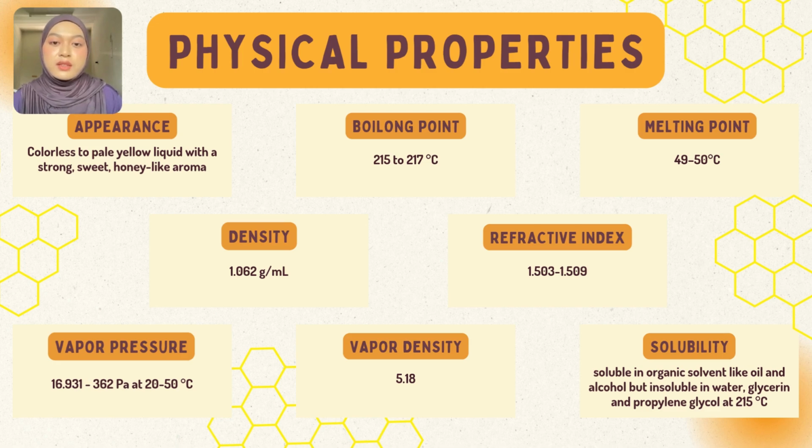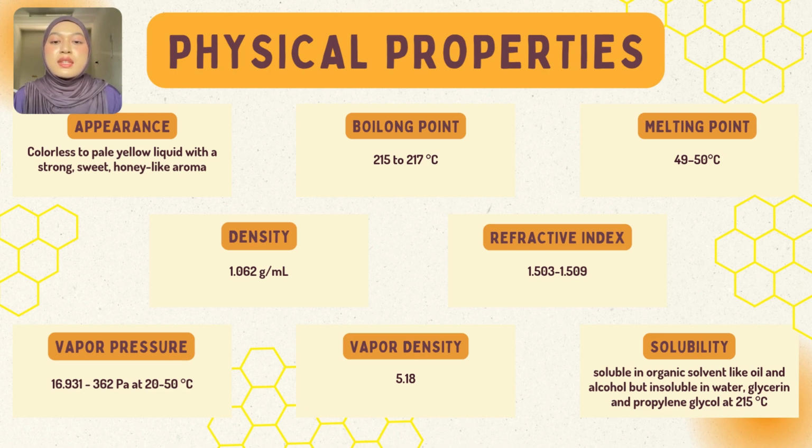So, what is a refractive index? A refractive index is a measure of how much light bends, or is refracted, when it enters a substance from another medium. The vapor pressure is between 16.931 to 362 pascals at temperatures ranging from 20 to 50 degrees Celsius. Vapor pressure is defined as the pressure exerted by a vapor in thermodynamic equilibrium with its liquid phase at a given temperature. A higher vapor pressure indicates greater volatility of the compound.